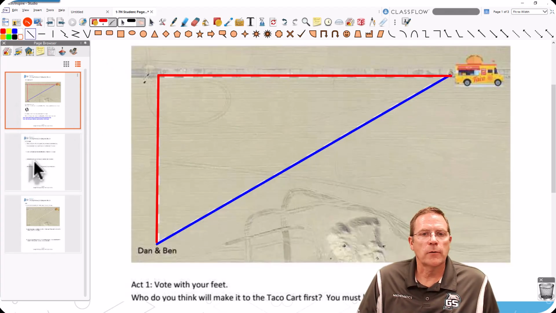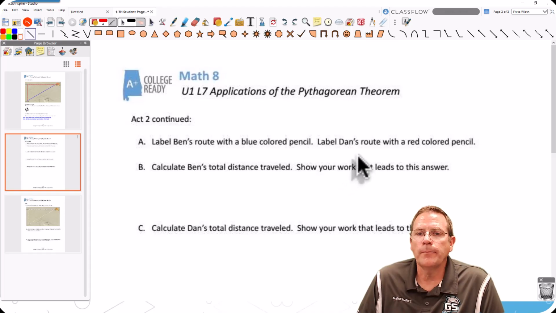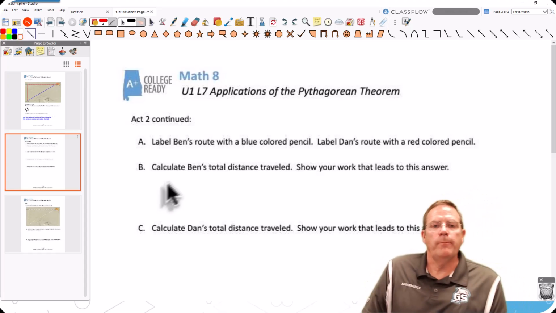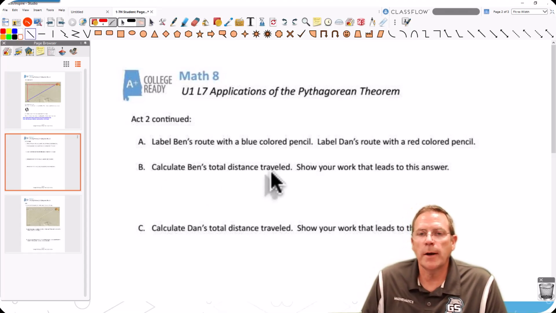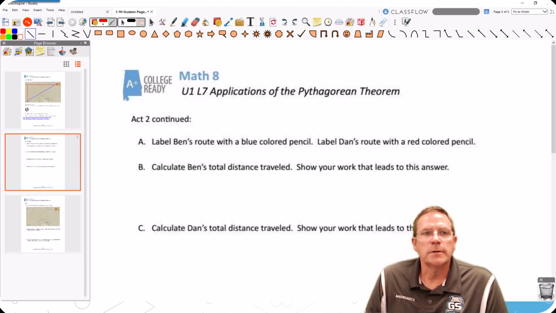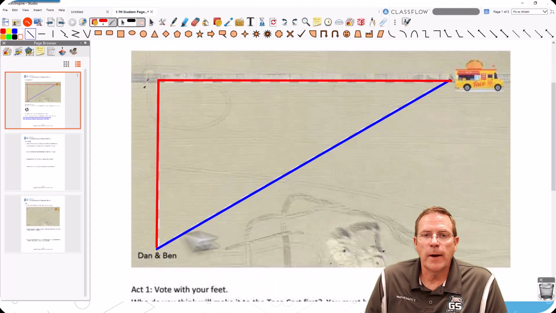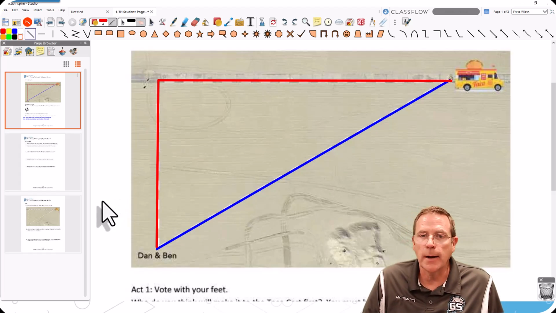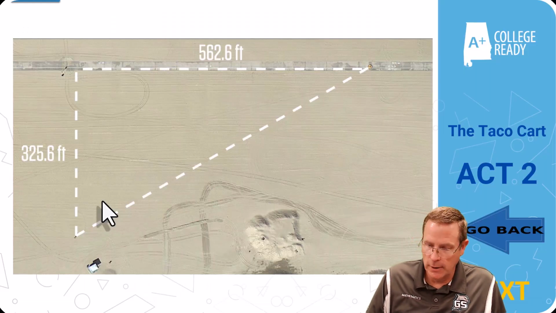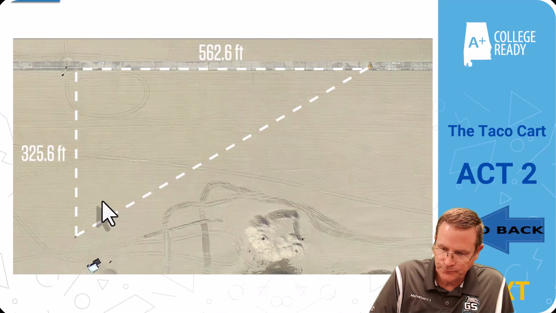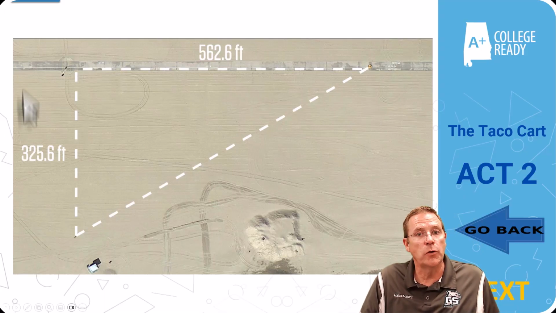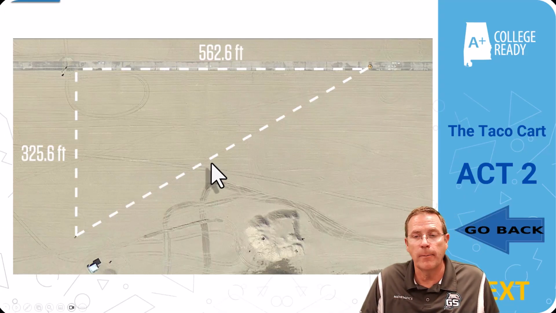Jump back to our next questions. We have done that part. We labeled Ben as blue and Dan as red. Next, we're going to calculate Ben's total distance traveled and show the work that leads to the answer. So we're going to need to get some information here. Ben was blue, so we need to figure out what the hypotenuse is, and to do that I'm going to jump back over to this screen, which gives us some numbers. So we've got two legs and Ben is going to be the hypotenuse.